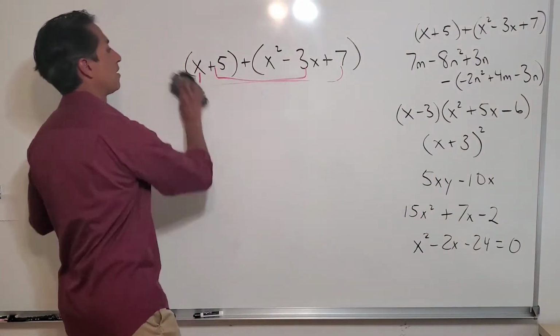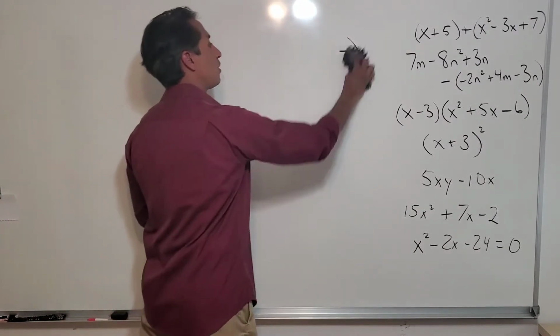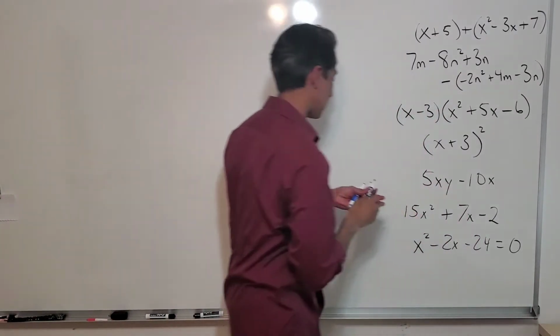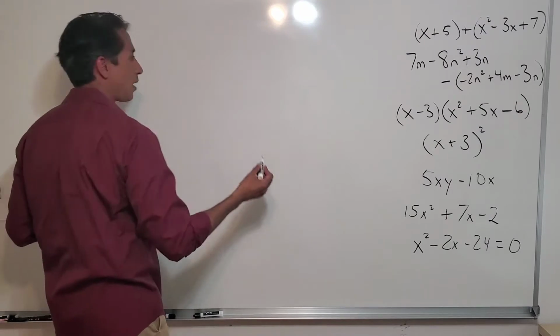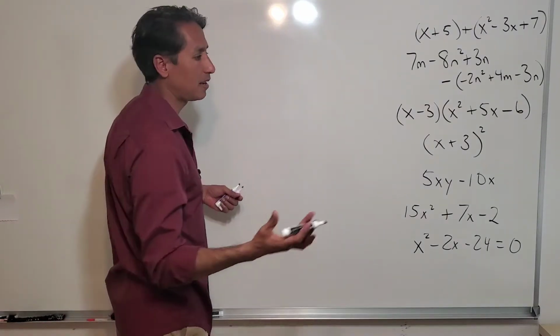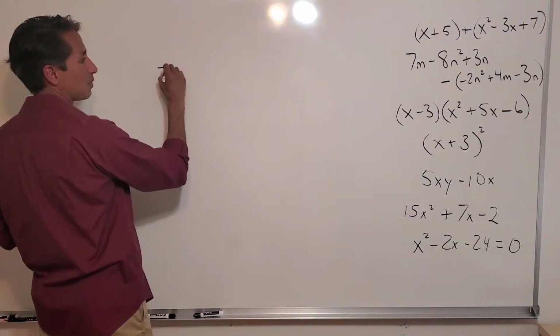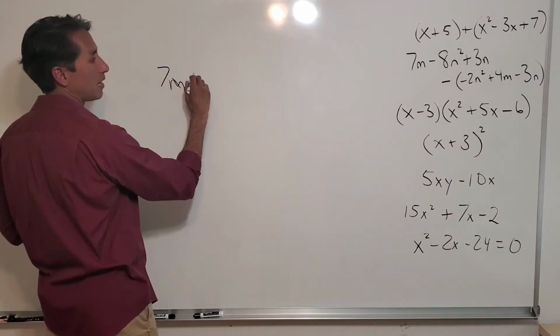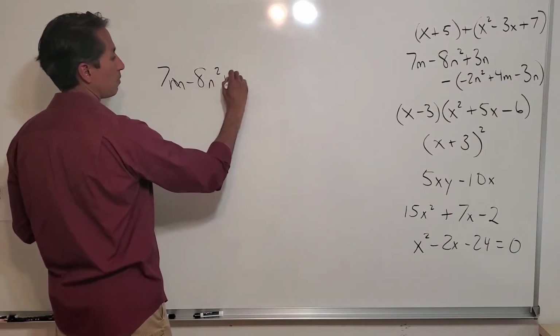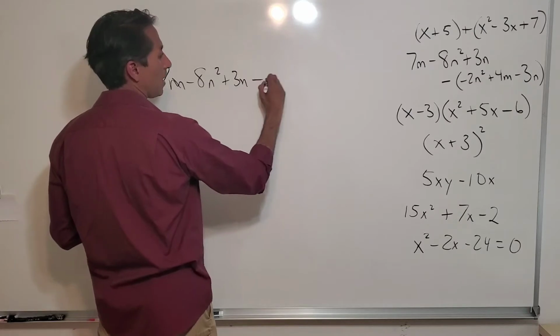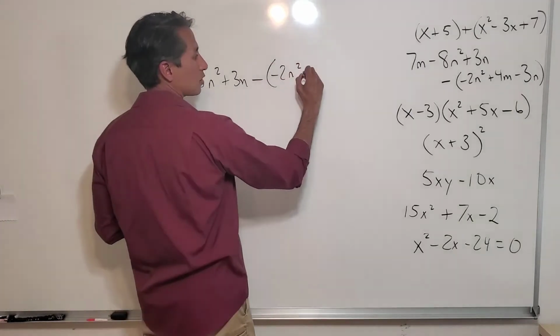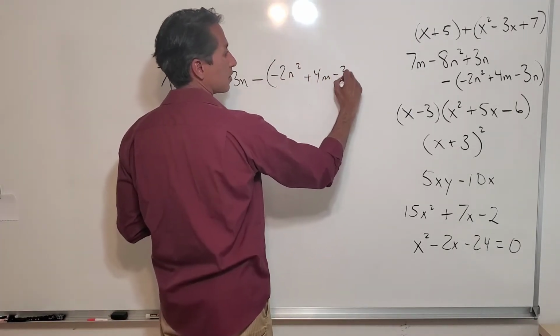Move on to the next one. Kind of like me. All right. So let's see here. Our next guy. Oh my gosh, this one is super big. I want to do at least one of these just to talk about it, but the one in the book was super gigantic. What is that? 7m minus 8n squared plus 3n, minus, and then negative 2n squared plus 4m minus 3n.